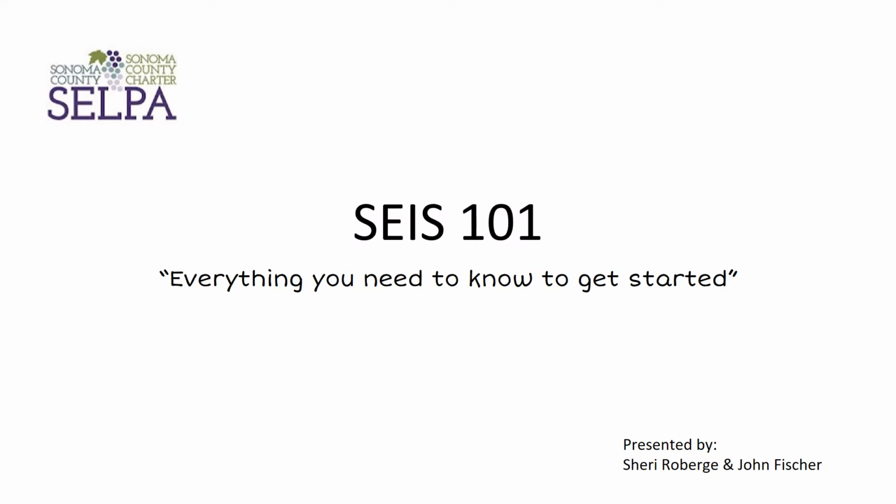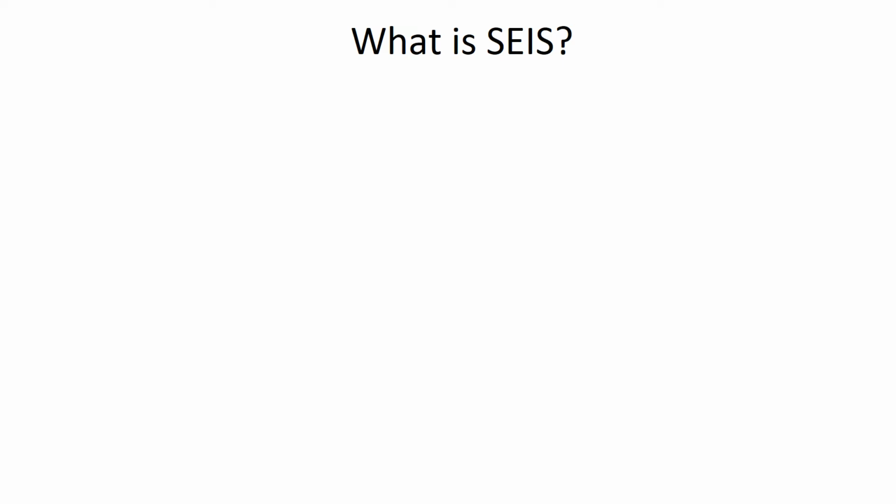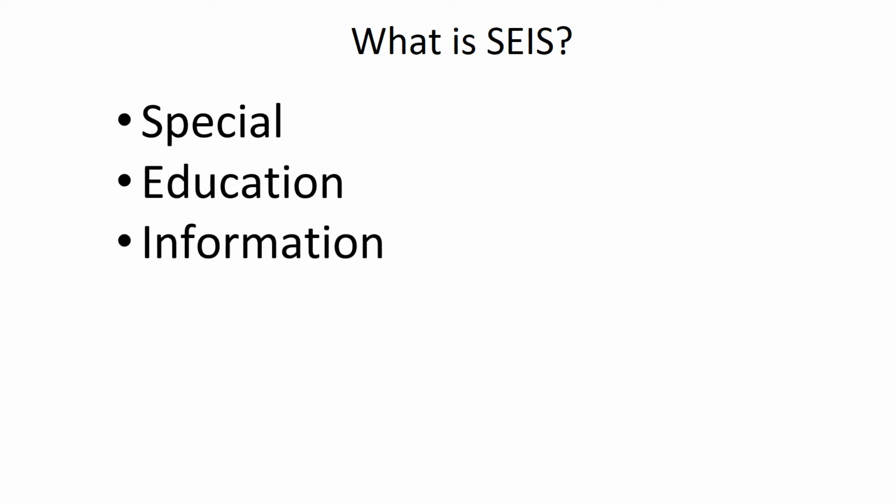Welcome to SEIS 101. SEIS stands for Special Education Information System. SEIS is the computerized system where we create and store IEPs, individualized educational programs, and other special education data. When you are holding an IEP meeting, you will create the IEP documents in SEIS. Furthermore, SEIS allows you to look at the student's current IEP as well as prior IEPs.